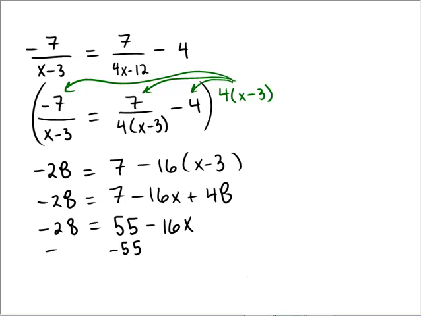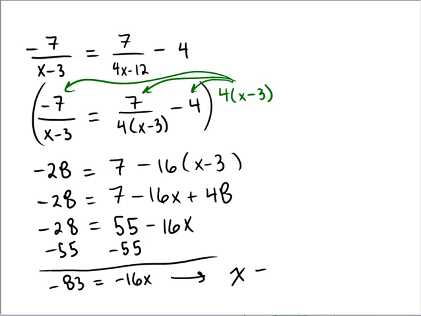Subtracting 55 from both sides would give me, let's see, -83 equaling -16x. And then finally, if we divide by -16, we'd end up getting a final answer of x equals 83 over 16. And that doesn't look like it reduces any further.